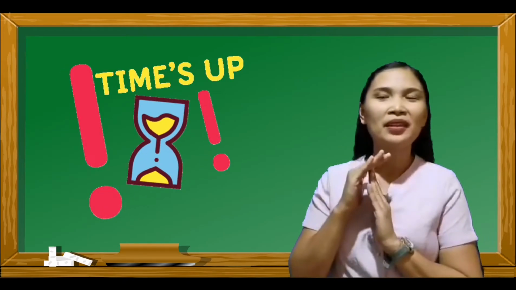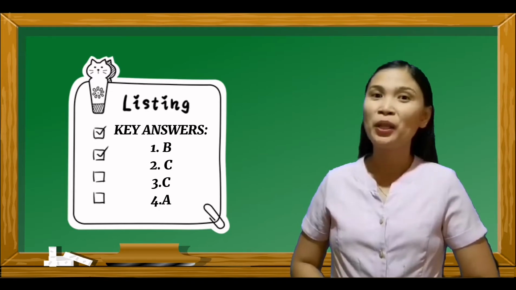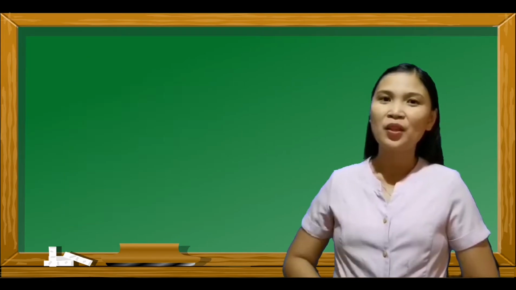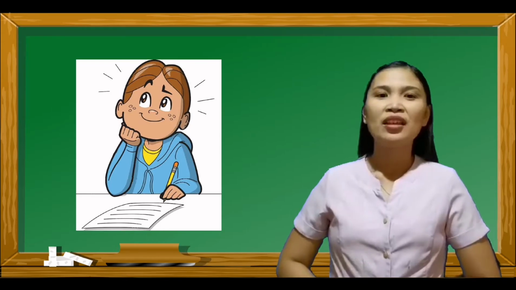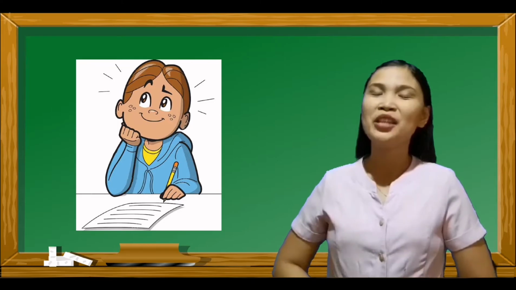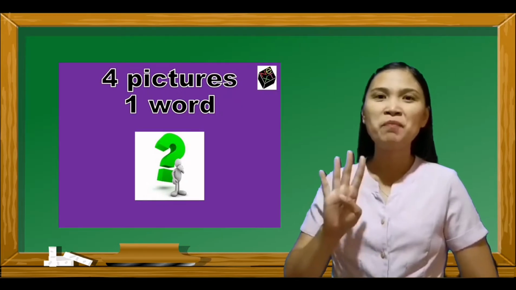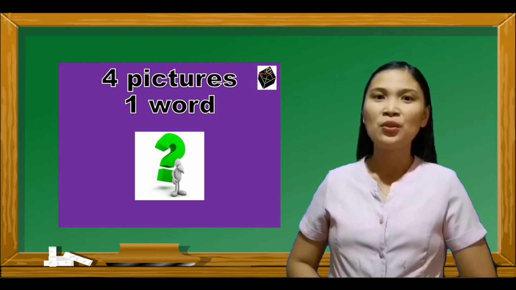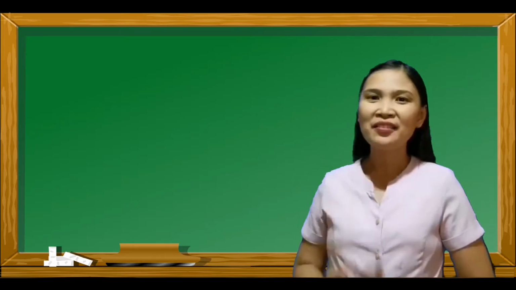Okay, time is up! Here are the answer keys for the questions in the pretest. What was your score? Did you get all the items correctly? Well done! In the next screen, let's have the word guessing game. I know you're very familiar with this kind of puzzle, which is 4 pics in one word. Given the 4 pictures, you're going to describe the connections of each using one word. So, let's have some fun!